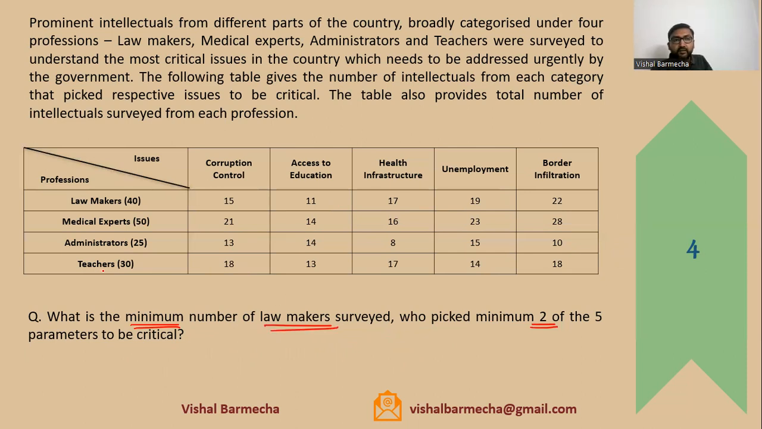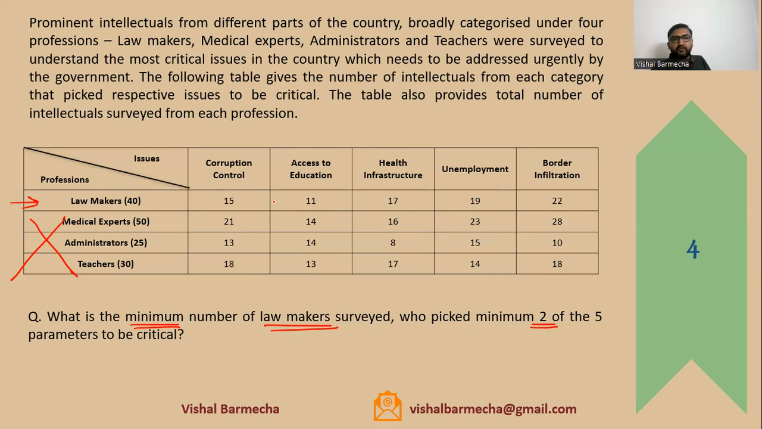तो I'm only interested in the first row, top row, lawmakers. ये सब मुझे नहीं देखना है. So what is the minimum number of lawmakers surveyed who picked minimum 2, कम से कम 2 of the 5 parameters to be critical? तो मुझे minimize क्या करना? I have to minimize the case where a person is finding 2 or more than 2 cases to be critical. तो मुझे maximize क्या करना है? I have to maximize those lawmakers who are finding exactly 1 case to be critical or less than 1, that is 0 cases to be critical.